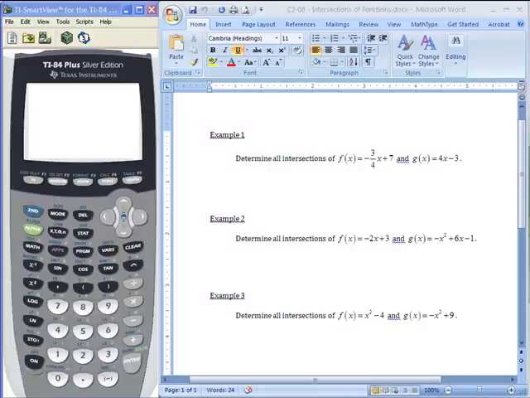Intersections of functions. We've actually already done a little bit with intersections of functions back in chapter 1 when we looked at solving some quadratic equations using the calculator. We've got three examples here that I'd like to take a look at.